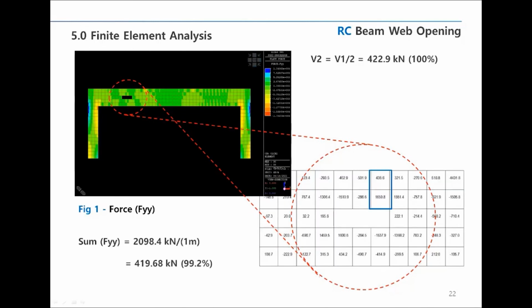Since the following analysis result is FYY, that is the result in y direction, it can be assessed as the value of V2, which is the value converted by V1. The total value of the shell marked in blue is based on 1 meter, so if 2098.4 kilonewton is converted to corresponding length, it is calculated as 419.68 kilonewton. The result is very close to 422.9 kilonewton, which is the value calculated earlier.